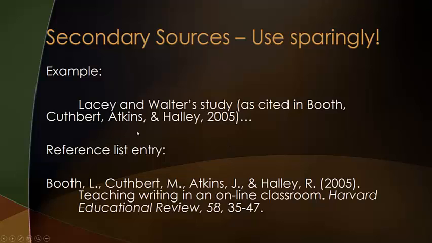What I would rather you do is go to the reference that Booth, Cuthbert, Atkins, and Haley did, find the study by Lacey and Walter, and actually read that study so that you can quote directly from it and skip Booth, Cuthbert, and Atkins. That's why we call these secondary sources. Booth, Cuthbert, Atkins is just talking about what the study said, and you're getting it third hand. Go straight to the source, the primary source, in this case, Lacey and Walter's study.